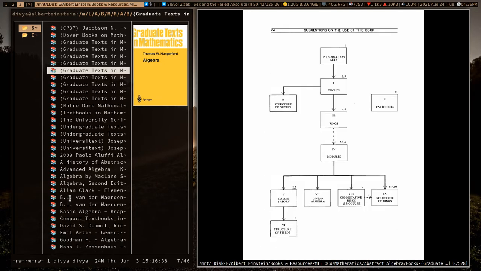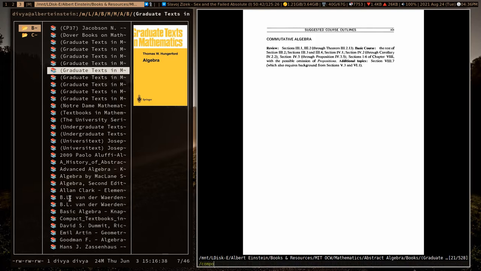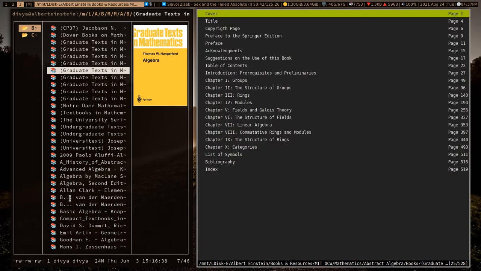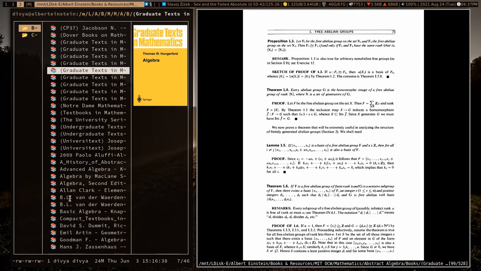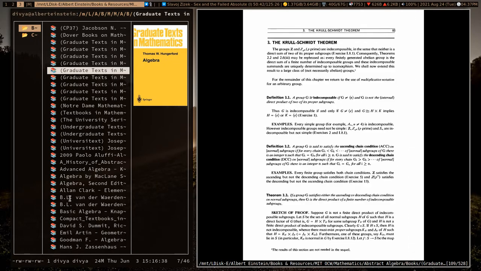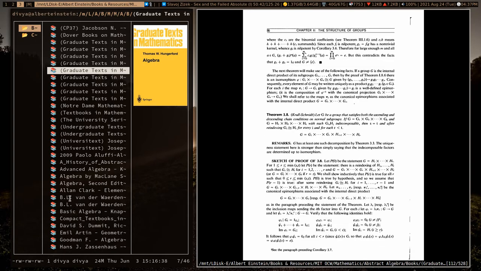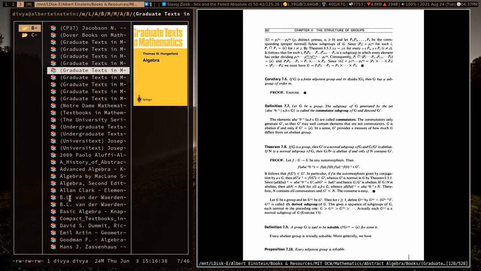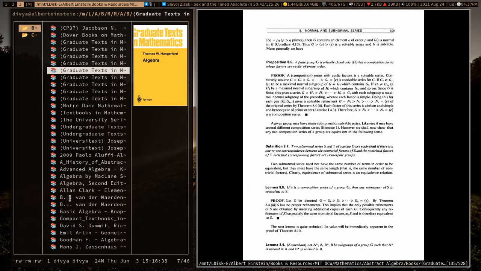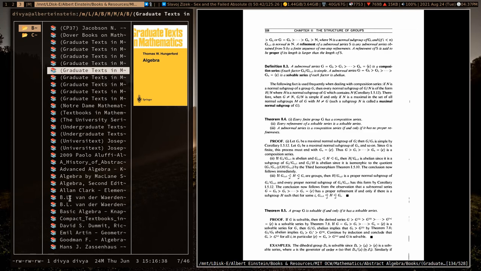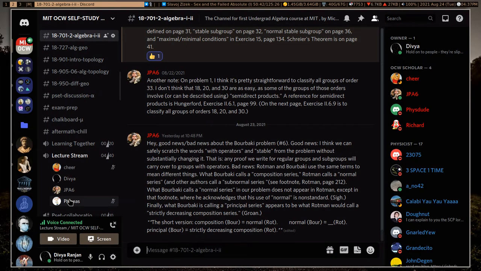Composition series, isn't composition series also in like Hungerford? Yeah, page 108. Bourbaki's notation is weird. Well, you kind of expect it since it's such a classic, aka old book.